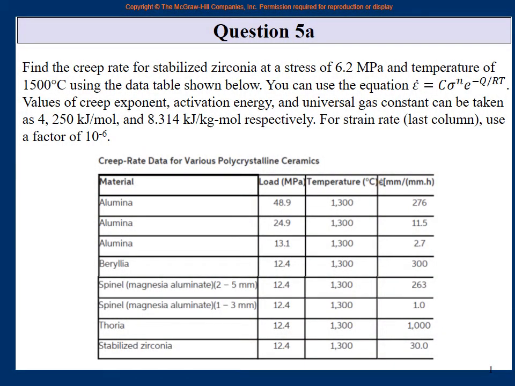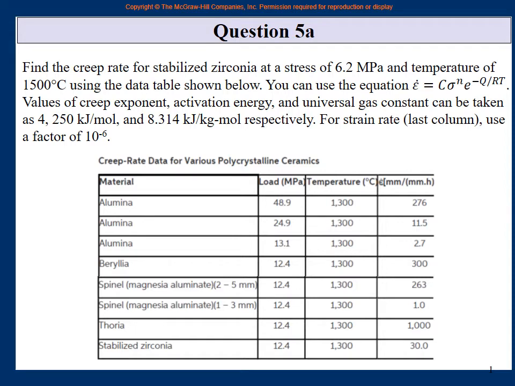So let us continue. This question is divided into two parts. So this is 5a. Find the creep rate for a stabilized zirconia at a stress of 6.2 megapascal and temperature of 1500 Celsius using the data table shown below. You can use the equation epsilon dot is equal to C sigma^n e raised to minus Q upon RT.